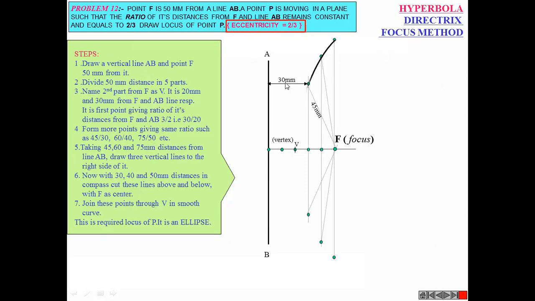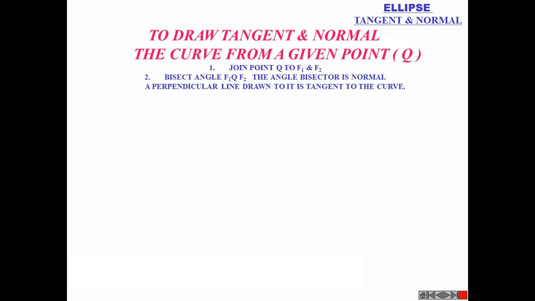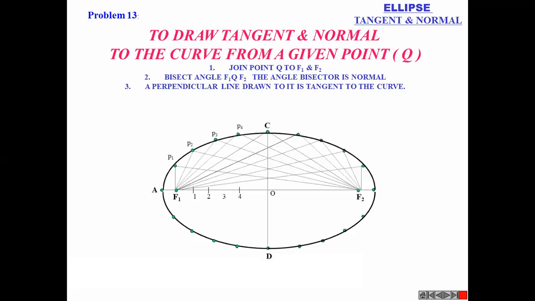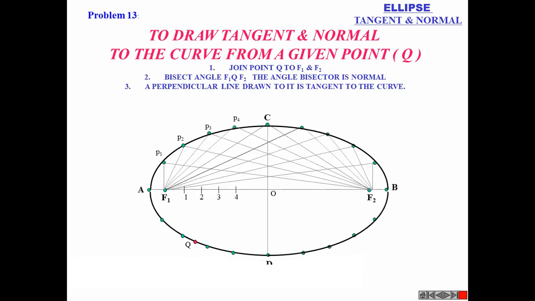The directrix-focus method remains the same for each and every conic: parabola, hyperbola, or ellipse. Then we draw the normal and tangent to the ellipse by bisecting the angle described by the focus, the given point and the other focus, and the tangent also. Like this.